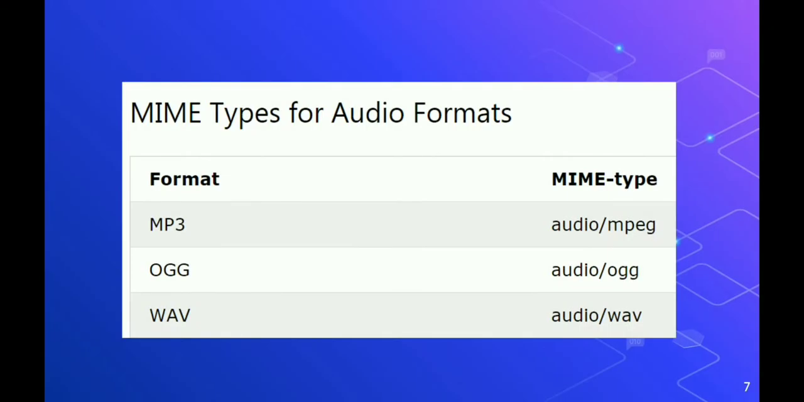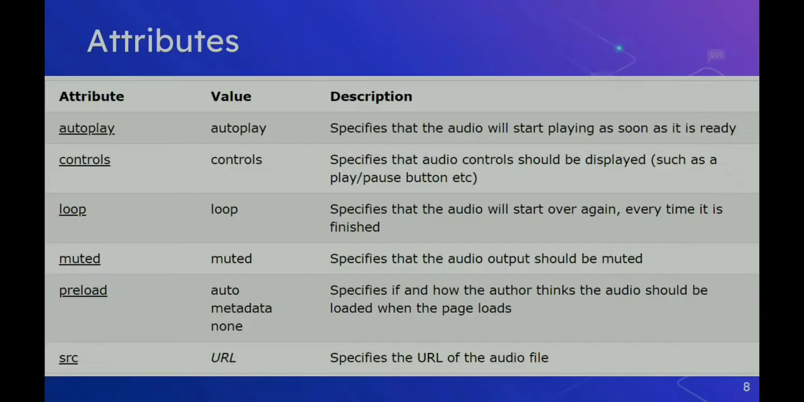Let's see MIME types for the audio format. When you define the source of any audio format, you need to define the MIME type for it. If you are using an MP3 file, the MIME type is audio/mpeg. If you are defining an ogg format, you will use audio/ogg. If you are defining a wav format, you will use audio/wav.